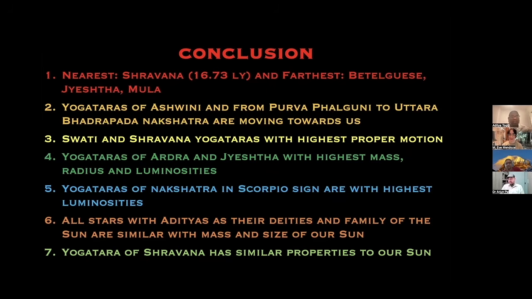The second is the Yogataras of Ashwini and from Purva Falguni to Bhadrapada nakshatra. All those stars have negative radial velocity, which means they are all coming towards us. For example, if you take Dhanishta, Ashtavasu, they are basically elements of life, and most of the Adityas are deities. So elements of nature, elements of light, which support life, have the highest negative radial velocities, coming towards us.